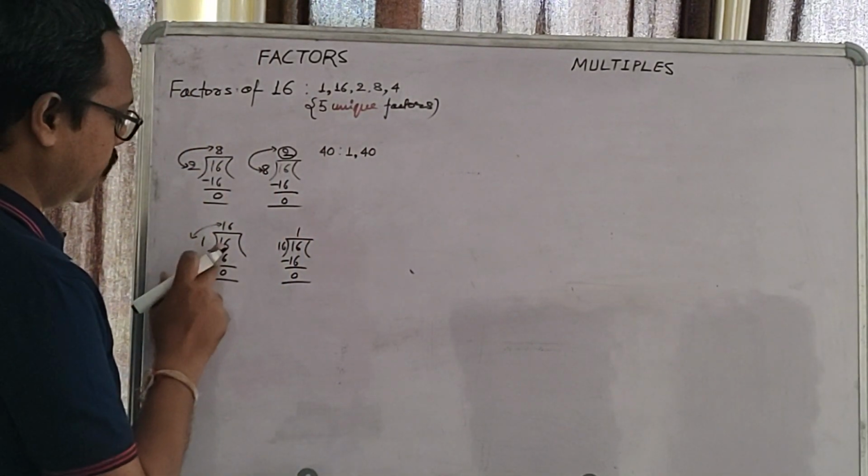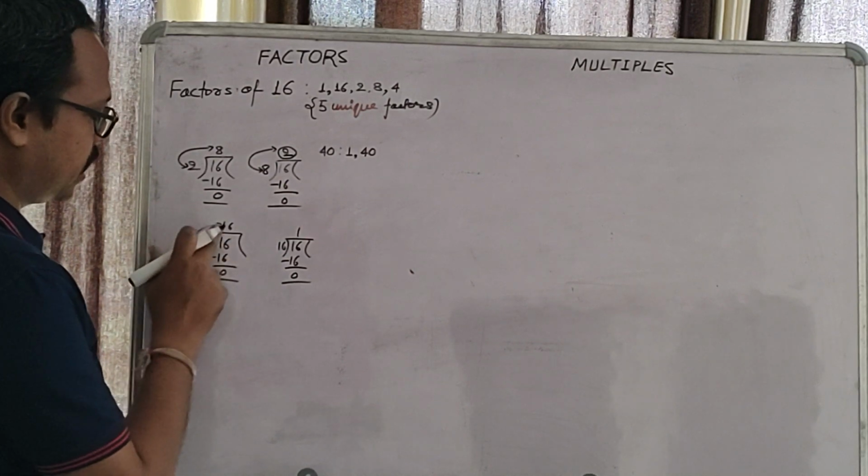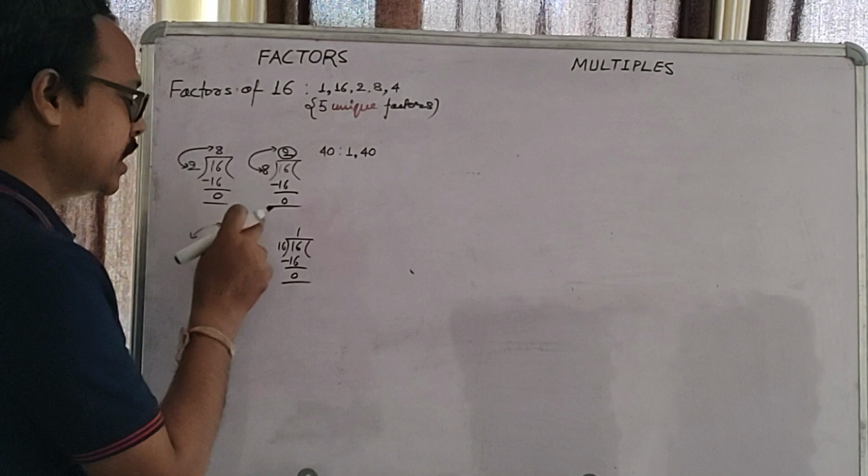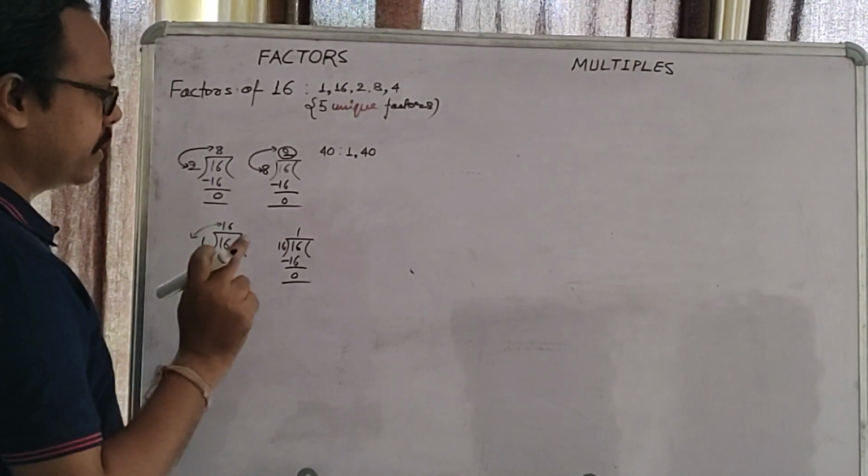It is the same thing. You are dividing 16 by 1, so you are getting quotient 16, right? So 16 is again divisible by 16. It is bound to get divisible by 16, right?